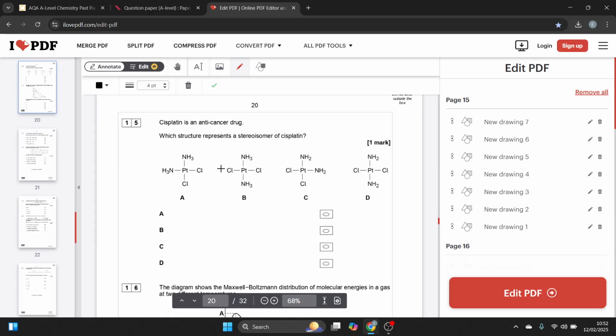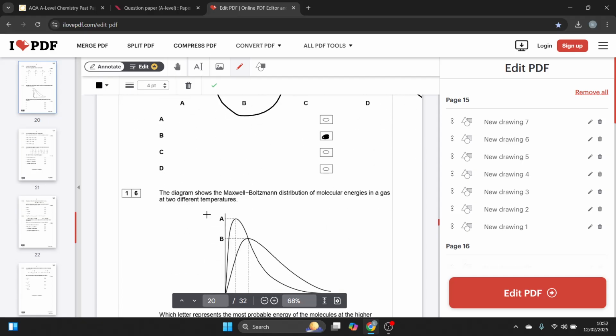Question 15. Which structure represents a stereoisomer of cisplatin, where cisplatin is an anti-cancer drug? It's just how well you know the structure of cisplatin. It's not going to be C or D, because it's not got NH2, NH2. It's NH3, NH3, Cl, Cl. But I want a stereoisomer, so therefore the answer is going to be B. B is a stereoisomer of cisplatin.